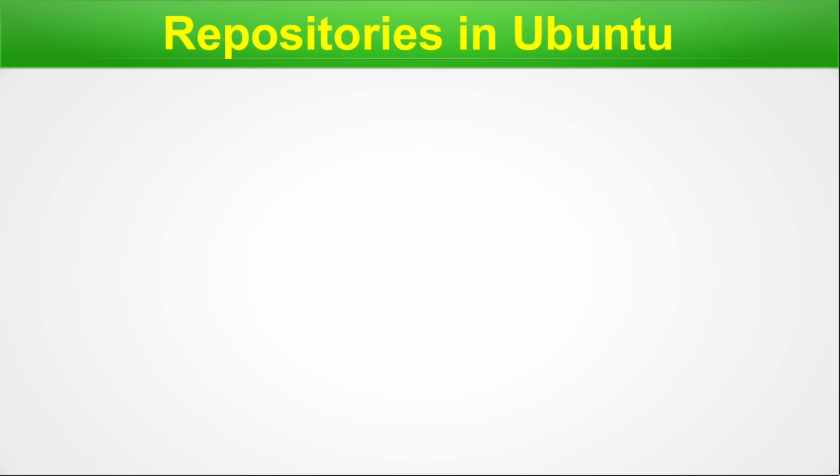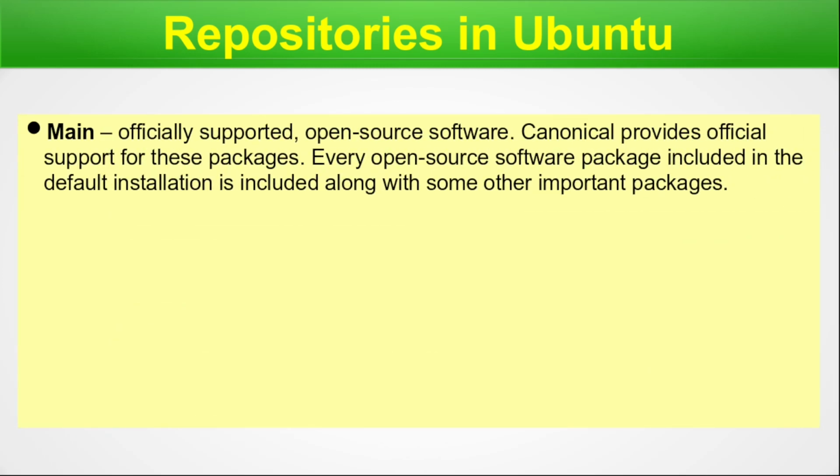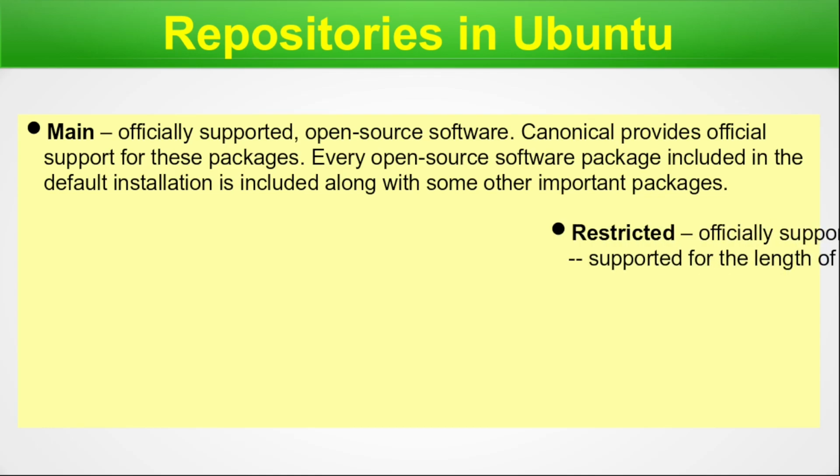We have already discussed what a repository is and why we keep a repository. In this tutorial, I will be using Ubuntu throughout. I am educating you through this slide on what repositories there are for Ubuntu. The first one is main. This is the officially supported open source software. Canonical is the group which maintains Ubuntu. Canonical provides official support for these packages. Every open source software package included in the default installation is included along with some other important packages. So this is the purpose of the main repository.